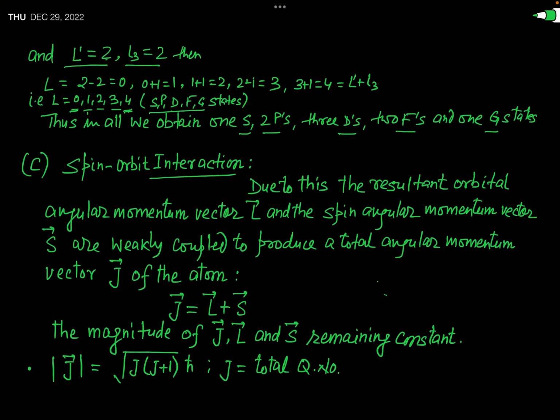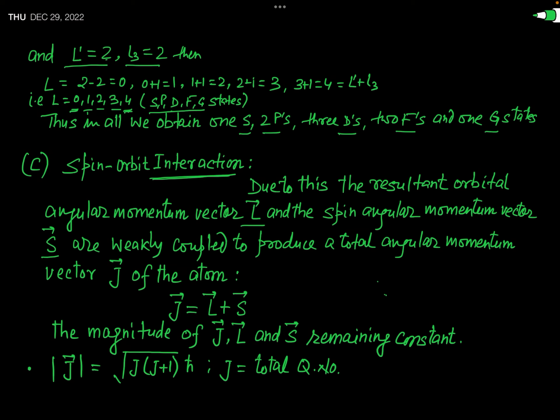Lastly we consider the 3rd perturbation, which is called the spin-orbit interaction. Actually this is a spin-orbit magnetic interaction. In this case, due to this interaction there will be a combination of the orbital angular momentum vector L and the spin angular momentum vector S, and due to this combination we get the total angular momentum vector J, which is given by the vector sum of L and S.